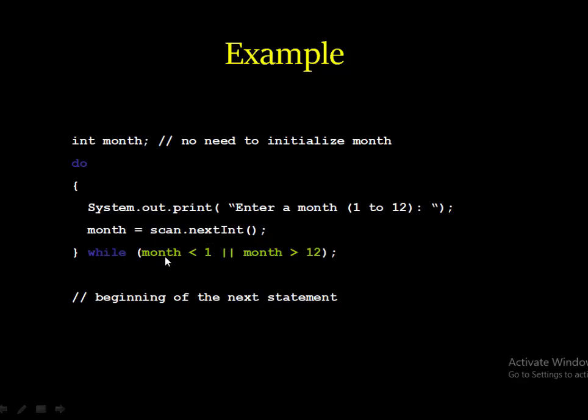After that, in the while, it will check the entered value, whether the month value is less than 1 or the month value is greater than 12. If it is true, it will execute again. That means it will display the statement: enter a month from 1 to 12.